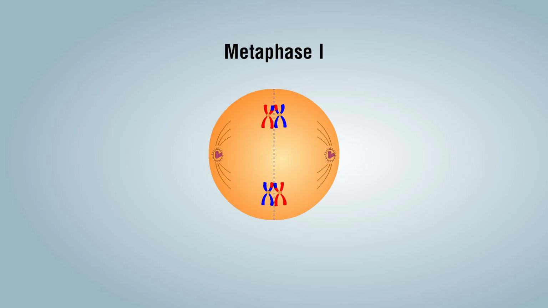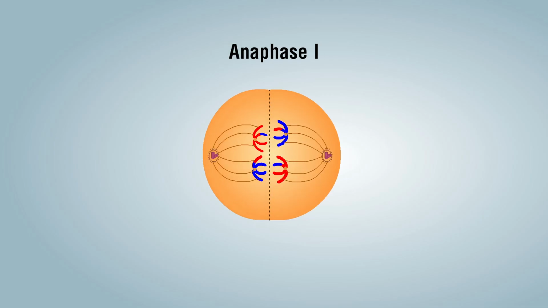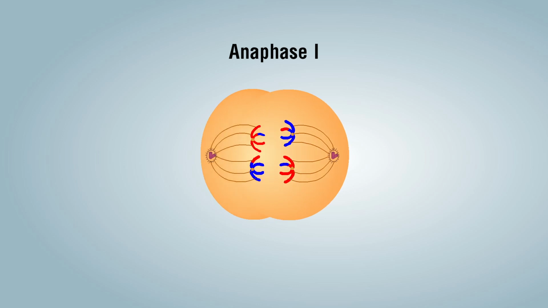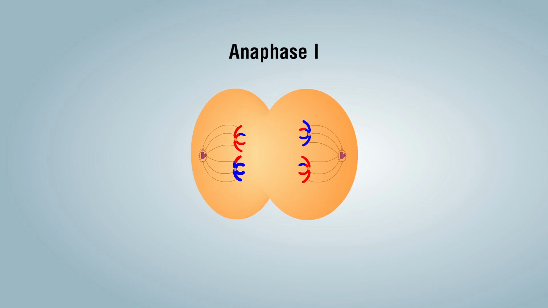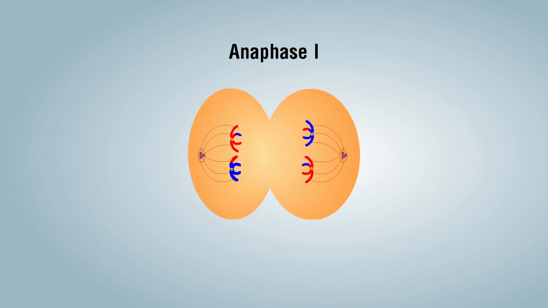In this stage, the homologous pairs align on the equator of the cell with a random orientation. This arrangement forms a metaphase plate and is a result of independent assortment. The next stage is anaphase I, where the homologous pairs separate and move towards opposite poles. The separated chromosomes are pulled towards the centrioles at either side of the cell.